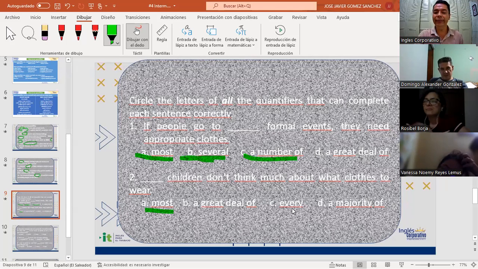Letter D? Yes, right? Good, these are correct. Una gran mayoría de niños, o la mayoría de niños, so most and a majority of. Children is plural, remember, children is not singular, it's plural, right? And it's countable, right?